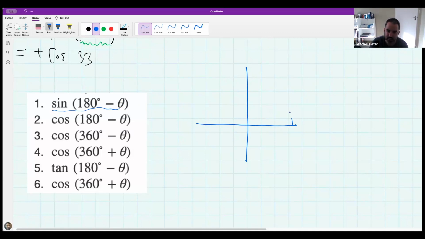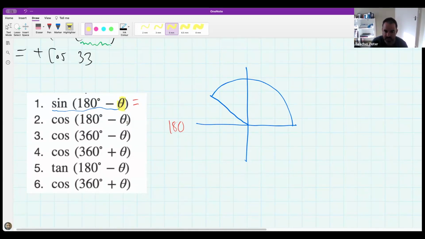Now, 180 minus theta must be in this quadrant, because we recognize the structure of this. Over here is 180. Now there is one assumption. The one assumption is that this theta must be acute. It must be less than 90. So that assumption is implicit. This angle has to be less than 90. Now, do we think number one is going to be positive or negative?